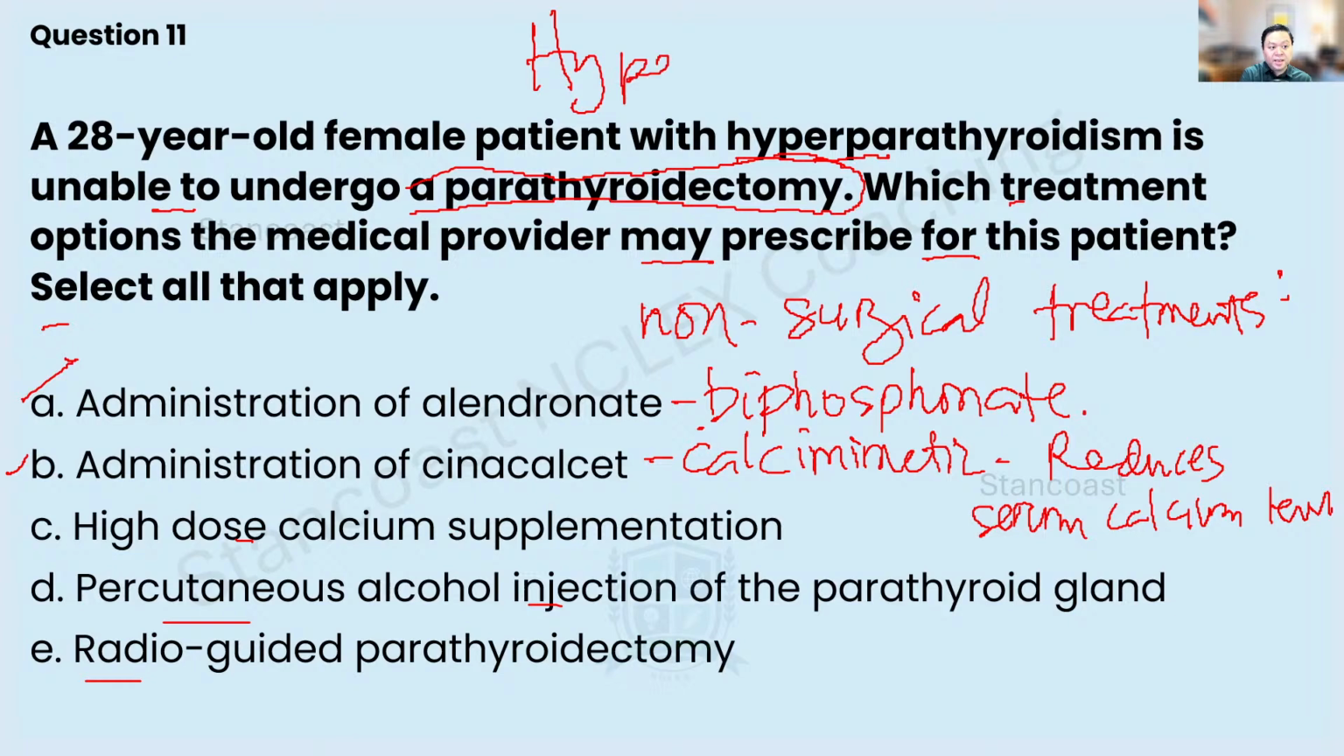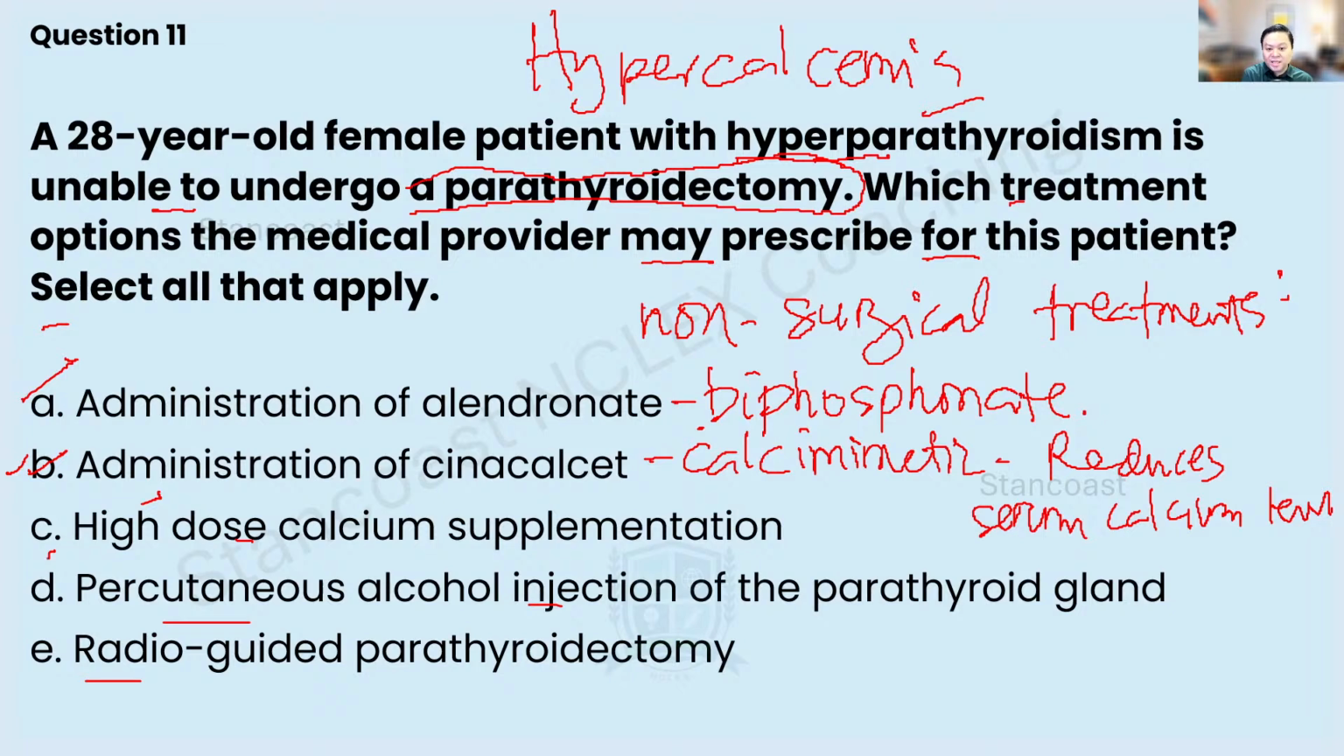They will manifest the signs and symptoms of hypercalcemia. Their blood level of calcium is elevated. So we want to control that excess calcium level in the bloodstream by administering the cinacalcet. Again, it will reduce the serum calcium level. Okay. What about letter C, high dose calcium supplementation?